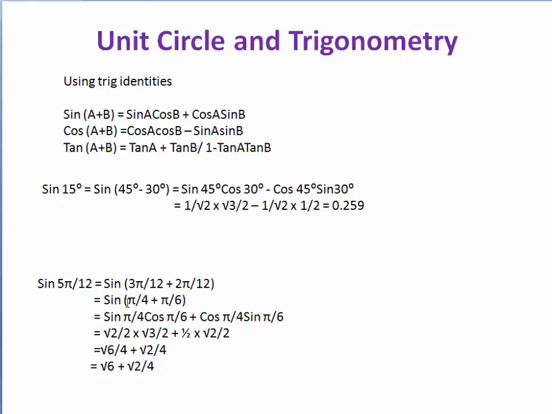Similarly, if we got sine 5 pi over 12, so instead of being given in degrees, we're given in radians. That's exactly the same as sine 3 pi over 12 plus 2 pi over 12. And we can work it out in this way, which is sine pi over 4 plus pi over 6. And then we use our sine A plus B rule, which is here. And we get root 6 plus root 2 divided by 4.